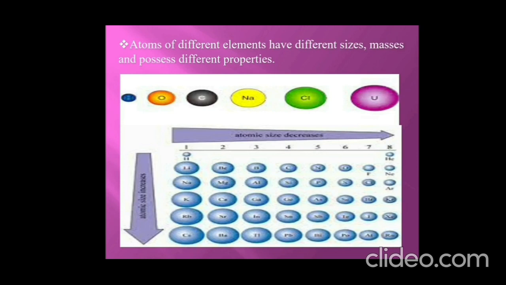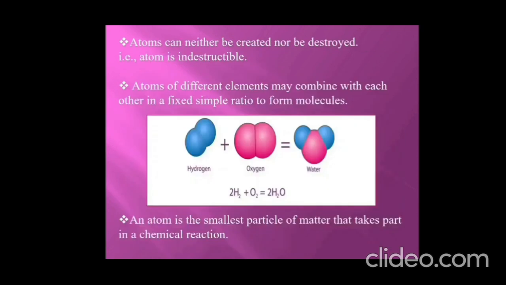Thirdly, atoms of different elements have different sizes, masses, and properties. Fourthly, atoms can neither be created nor be destroyed. Fifth one is atoms of different elements may combine to form molecules. For example, a hydrogen atom and an oxygen atom combine to form a water molecule.